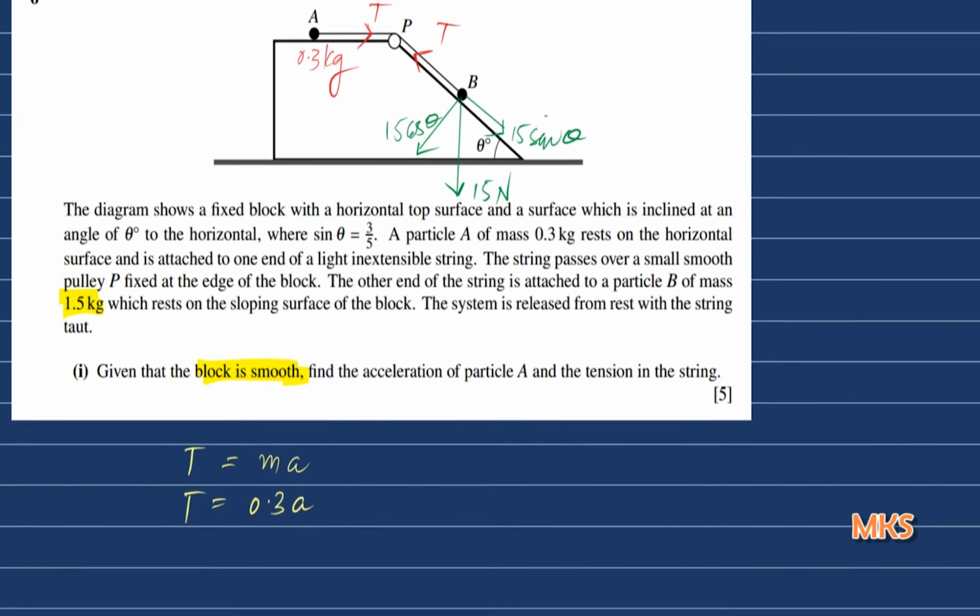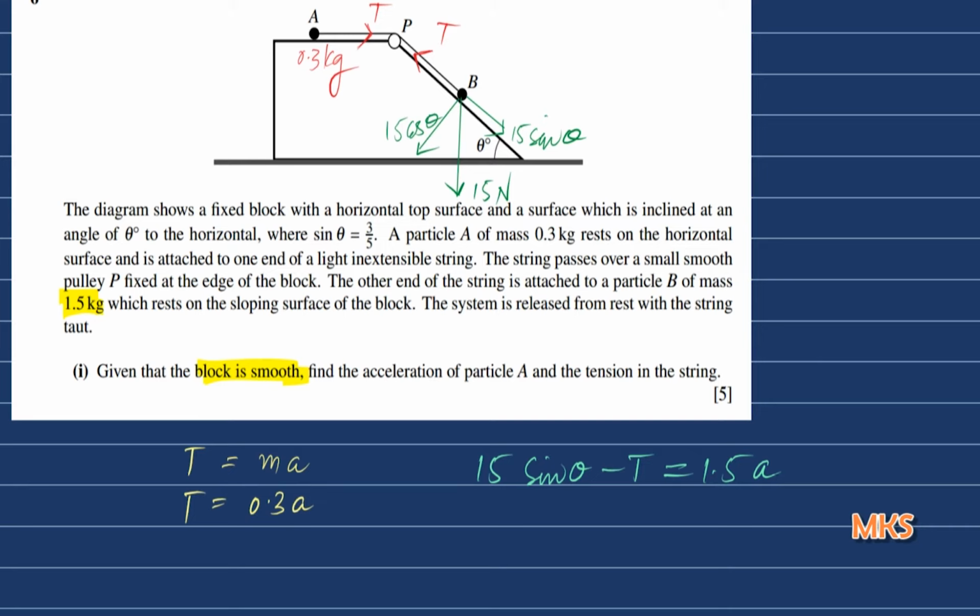So here we can see the forward force is 15 sine theta, 15 sine theta minus the backward force, which is T, is equal to 1.5a. So that is the second equation: 15 sine theta minus T is 1.5a.